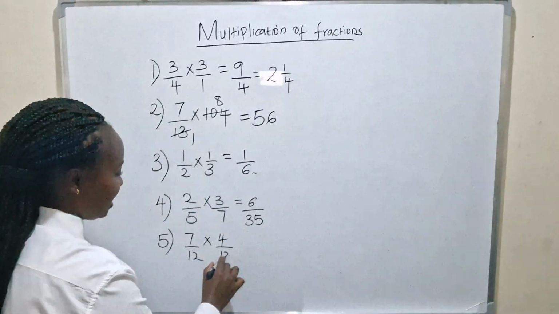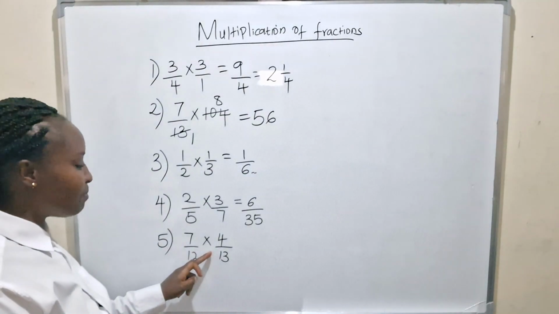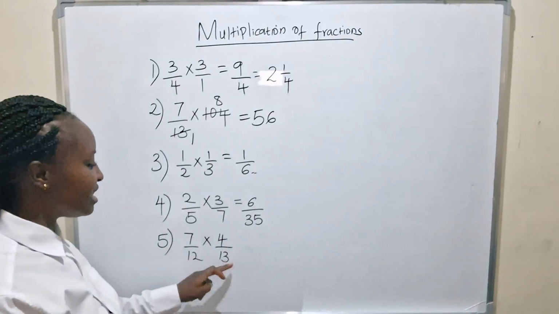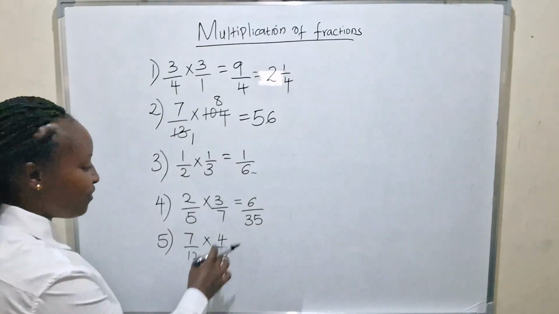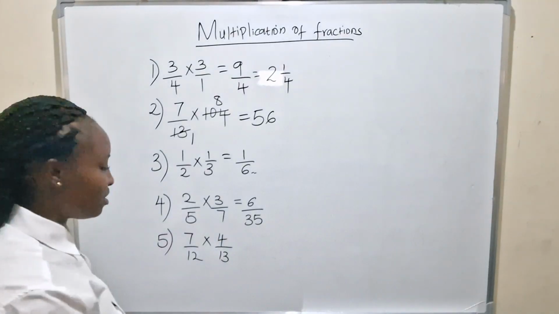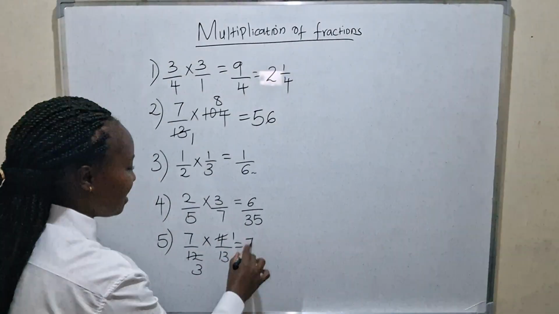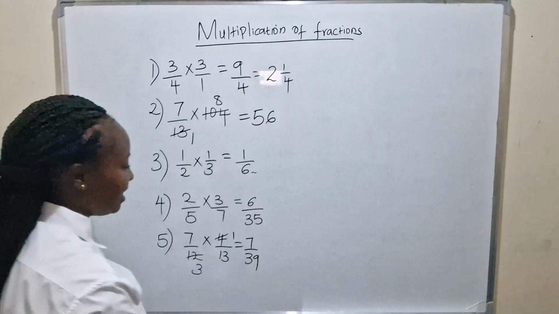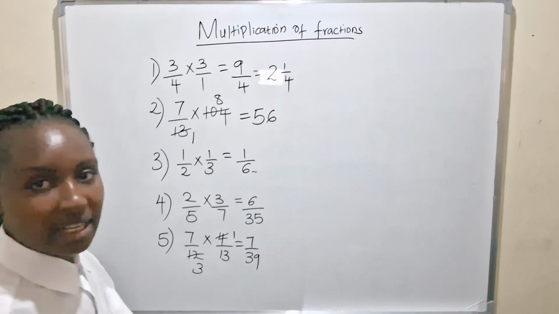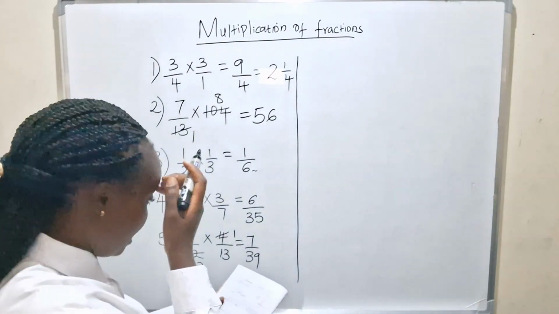Our fifth example, imagine that we have 7 over 12, you multiply by 4 over 13. You see, you have to look at whether these numbers can be divisible with the denominator, okay? Like now, we have 4, 12 can be divided by 4 because 4 times 3 is what? Is 12. So you just say by 4, 1, by 4, 3. So that you get 7 over 39. Okay? Because 13 times 3 is what? Is 39. Okay? We can continue with our examples.